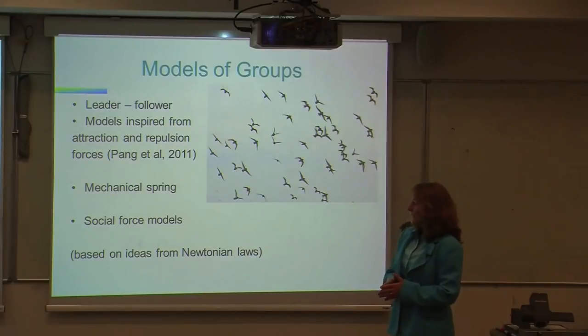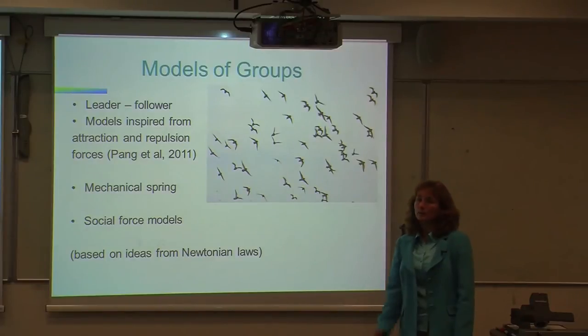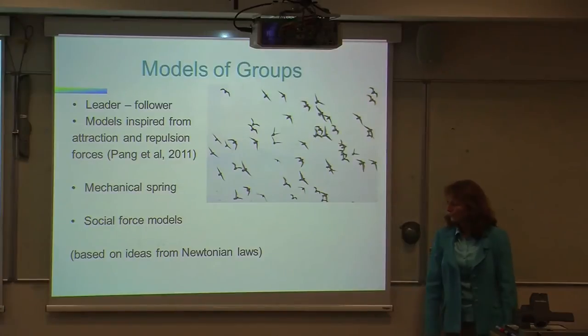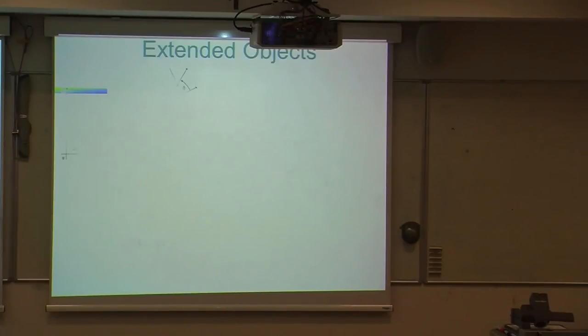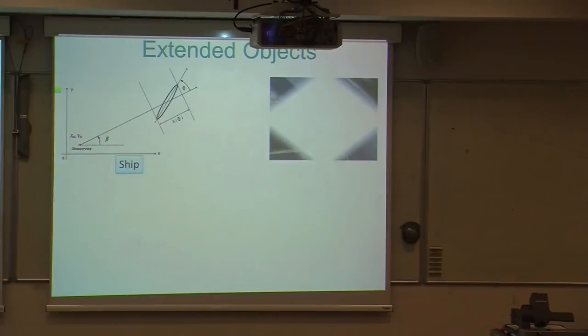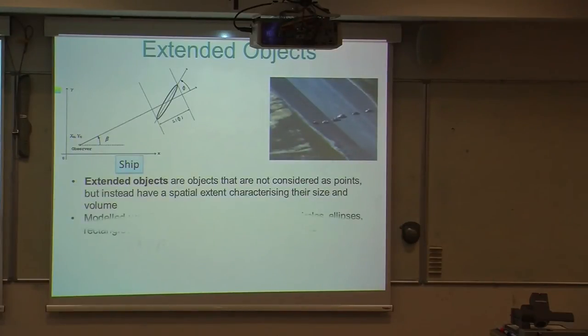There are different versions of the so-called social force models. The first one was proposed by Dirk Helbing in 1993 and his group, and further modified and improved by different people. The idea starts from Newton's laws and dynamics. So the second problem related to groups is extended object tracking.